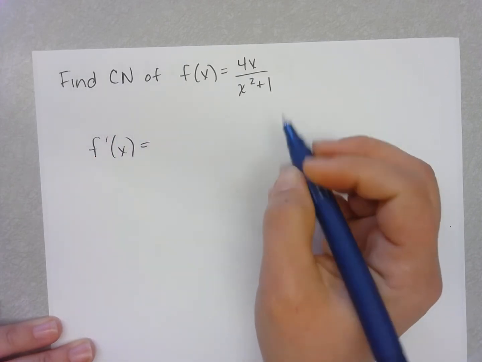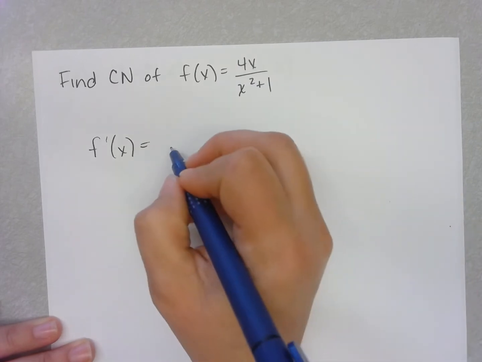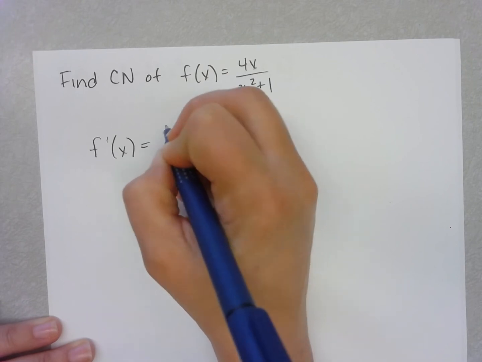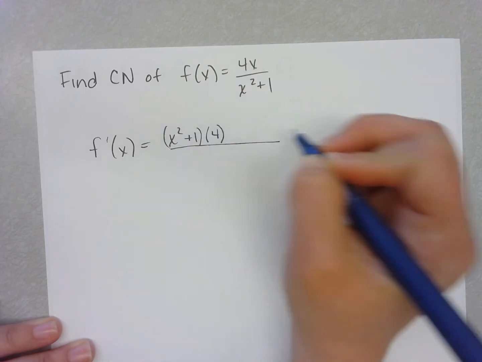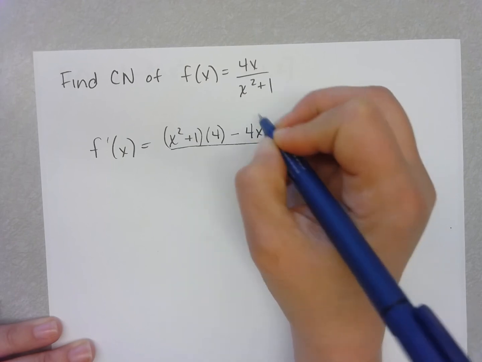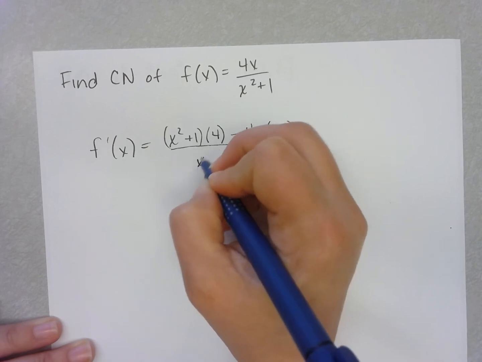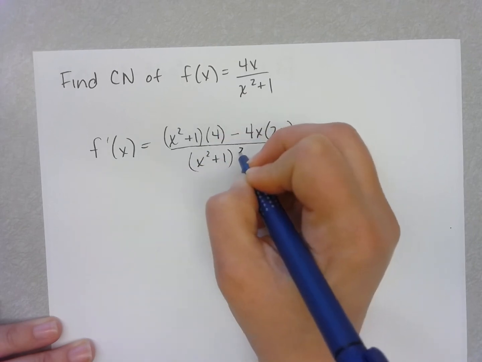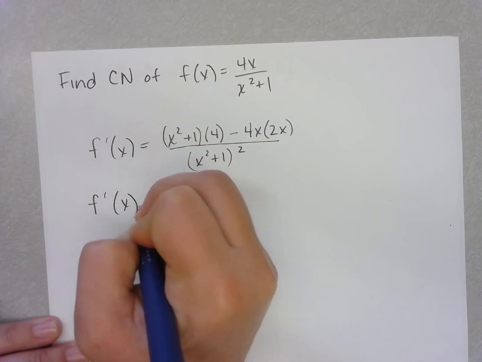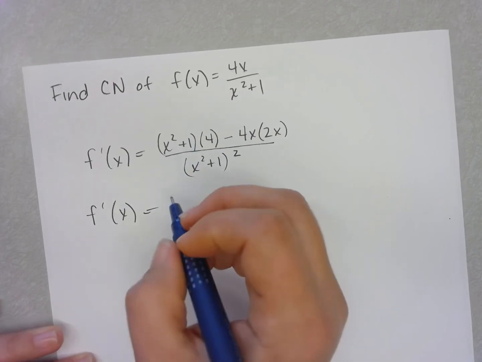So f prime, again, I have a rational function, which means I'm going to need the quotient rule, which tells me I'm going to have the bottom times the derivative of the top, which the derivative of 4x is 4, minus then the reverse. I have 4x times the derivative of the bottom, which is 2x, and then I have x squared plus 1 quantity squared. All right, so let's clean up the top again. We never ever multiply out the denominator here. We always just leave it.